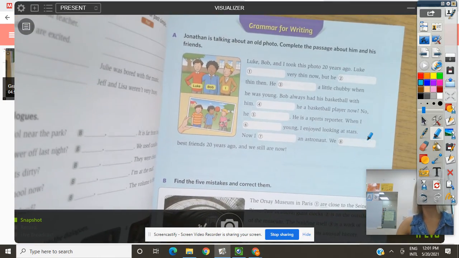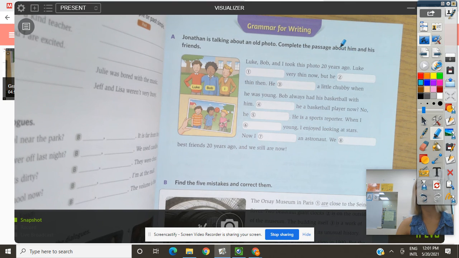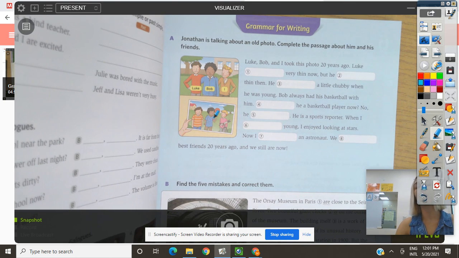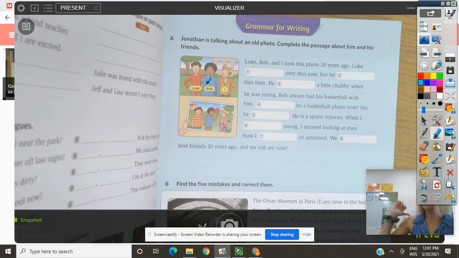Last, grammar for writing. You're going to complete the passage about him and his friends based on this old photo. An old photo means the past.